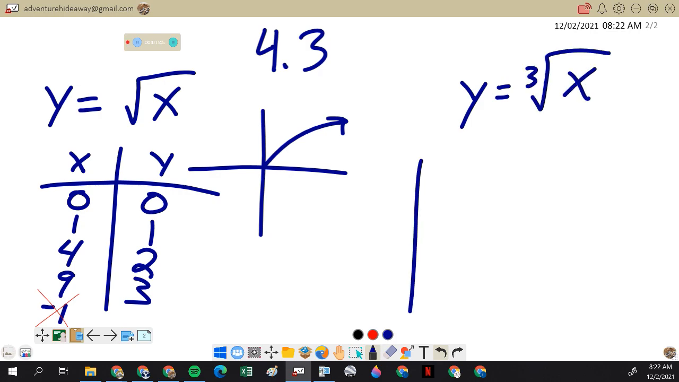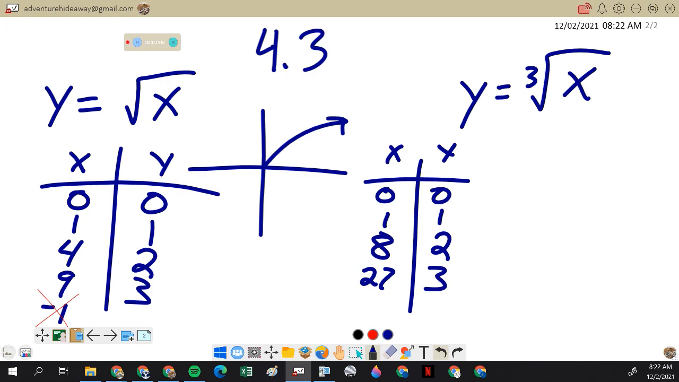if we built that table, would be x and y: 0, 0, 1, 1. And then I don't want to plug in 4. What's a good number to plug in? 8. If I plugged in 8, the cubed root of 8 is 2. What would be another good number to plug in? 27. And I get 3. And that's going to have sort of the same shape as the square root graph. It's just going to be flatter.